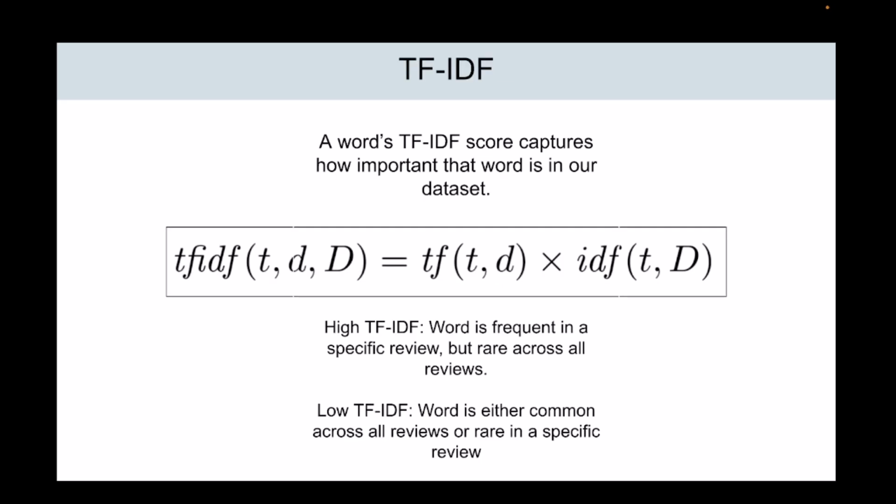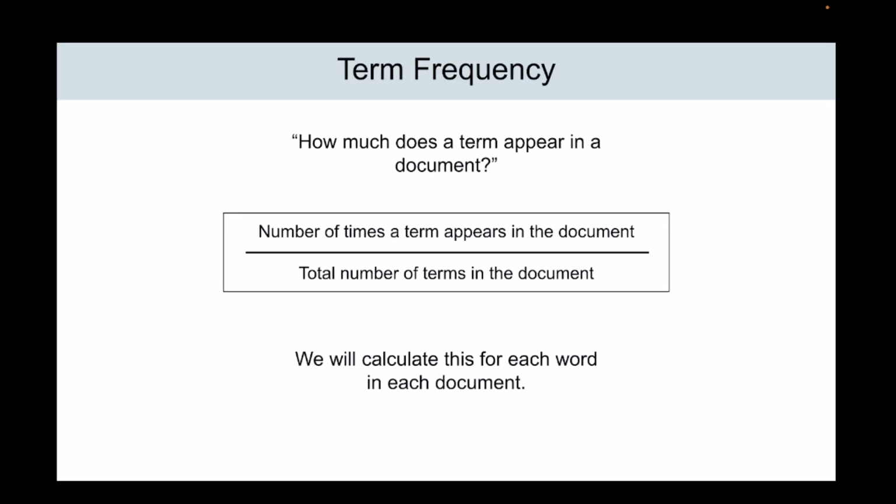So what is TF-IDF, since we've talked about it so much? Well, TF-IDF simply captures how important a word is in our dataset. A word with a high TF-IDF value would be very informative, and a word with a low TF-IDF value would not be as informative. But how exactly do we calculate this? Well, now we need to talk about the TFs, which are the term frequencies. This is simply how much a term appears in a document. We calculate this by dividing the number of times a term appears by the total number of terms in the document. And we're going to need to calculate this for each word in each document.